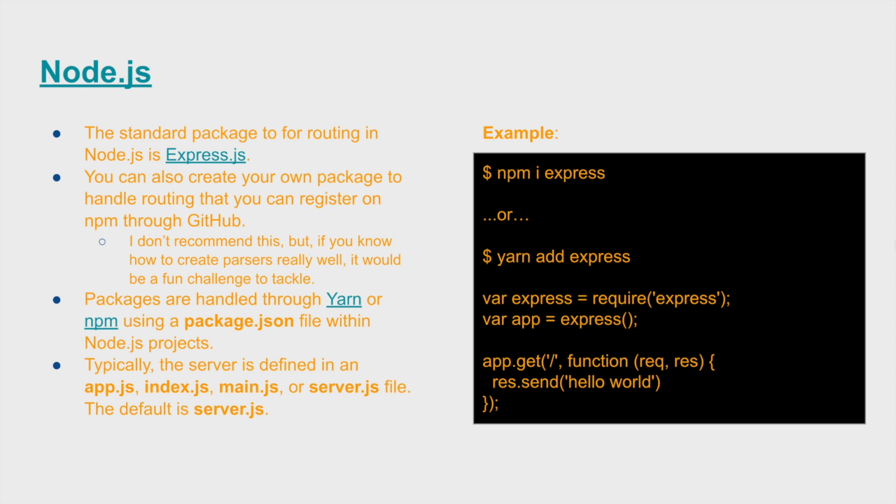Packages for Node can be handled through two different package management systems. One is called Yarn, and the other one is called NPM. NPM is kind of like the general standard, but you have to define everything in a package.json file within the Node.js project. Typically, the server is defined in a file called either app.js, index.js, main.js, or server.js. The default name that it looks for, if you don't define it within your package.json, is server.js.